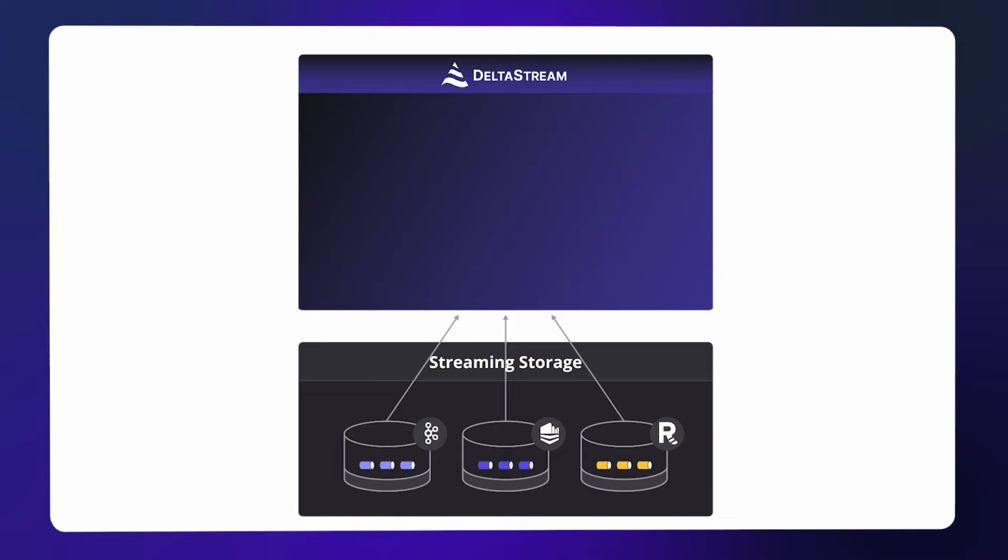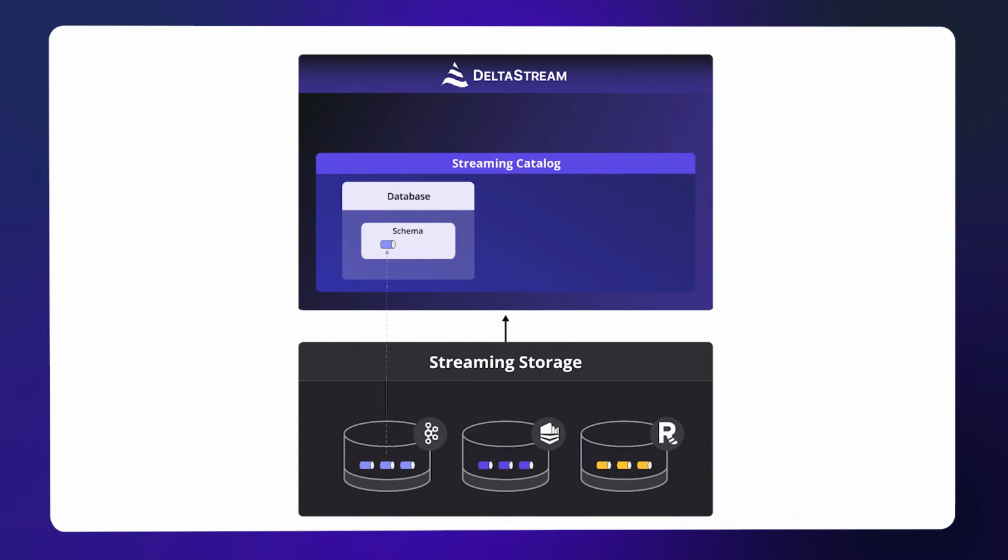As a first step, users bring their Kafka, Kinesis, Redpanda, or other streaming storages to DeltaStream, where they can all be viewed in one platform. Relations can be defined on top of the topics and data streams that already exist in their streaming stores.